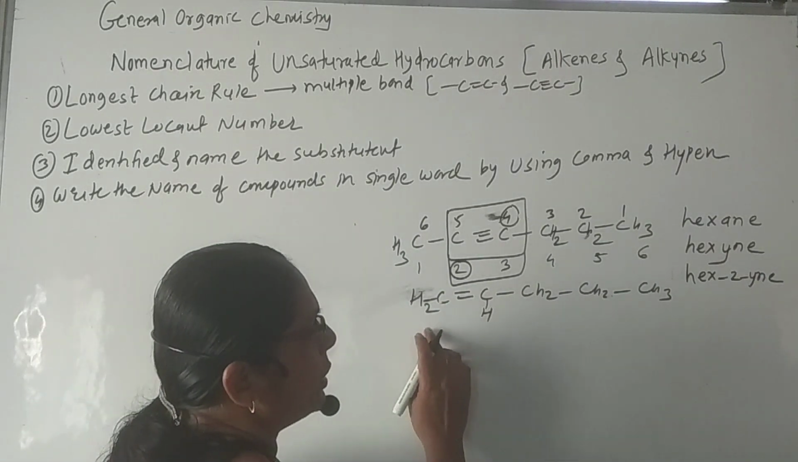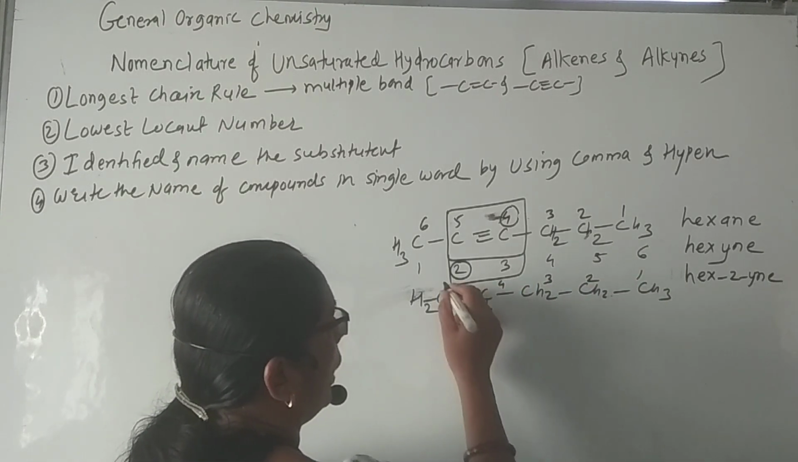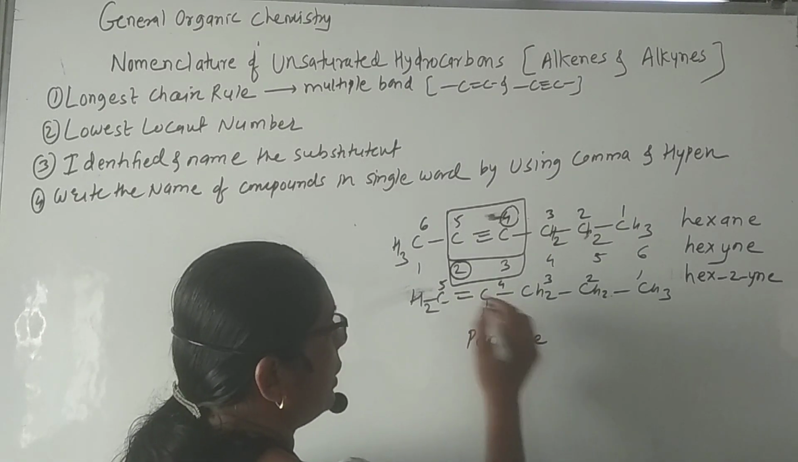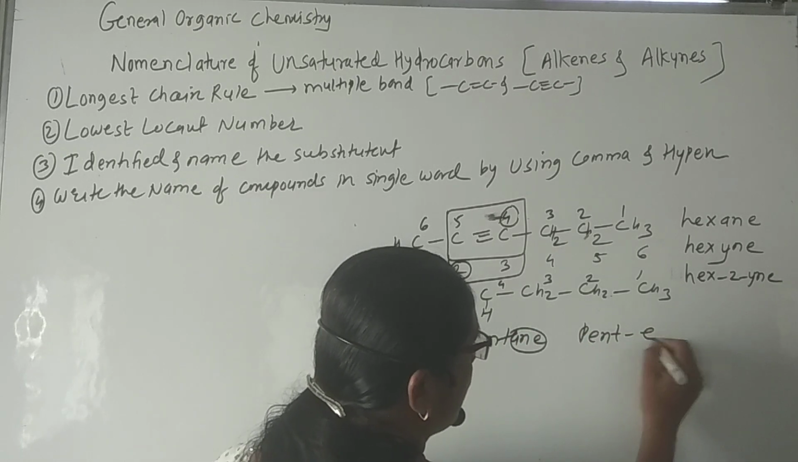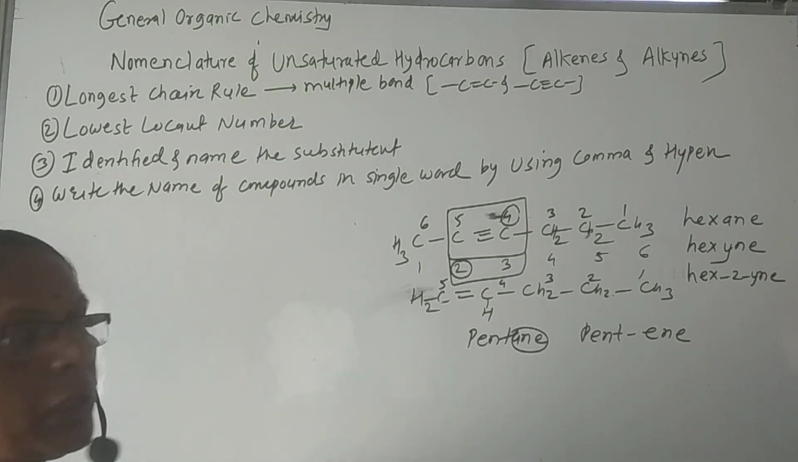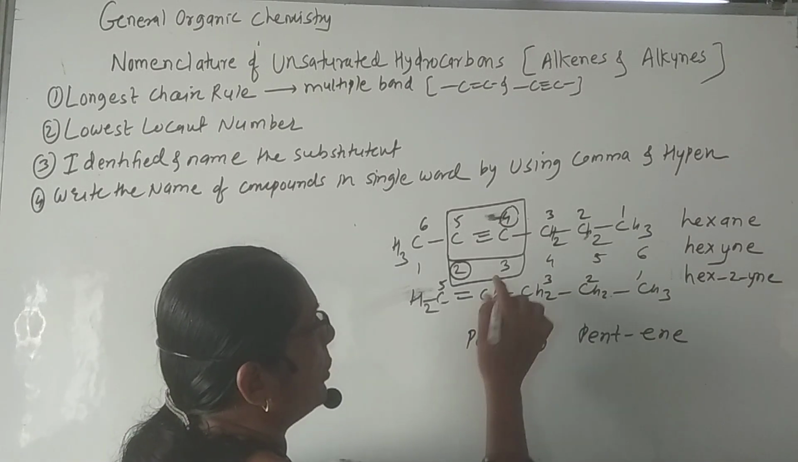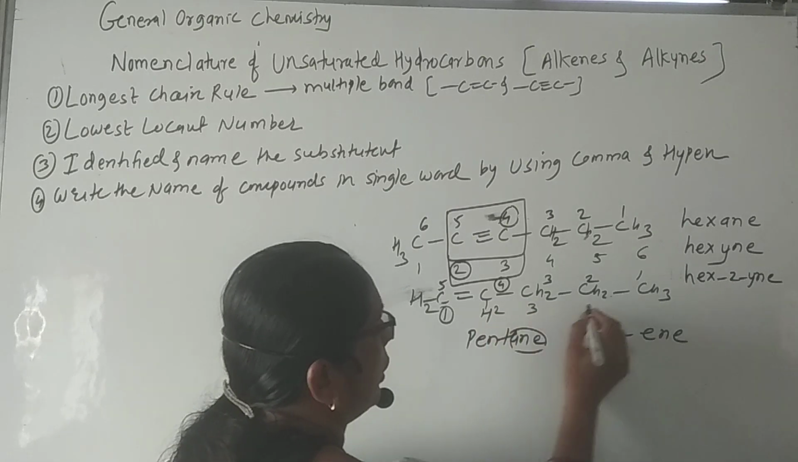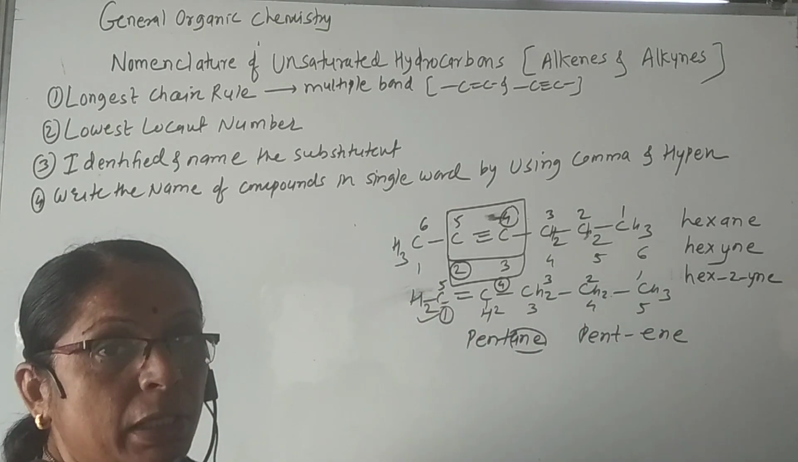Now similarly consider this. Now it has a total of 1, 2, 3, 4 and 5. So pentane is the parent. But it has a double bond. So change "ane" by "ene". Okay. Now give the numbering so that the double bond will get the least possible number. So if I go from this side, it has a number 4. But if I go from this side, it has a number 1. So which is the least number? So of course 1 is the least number.